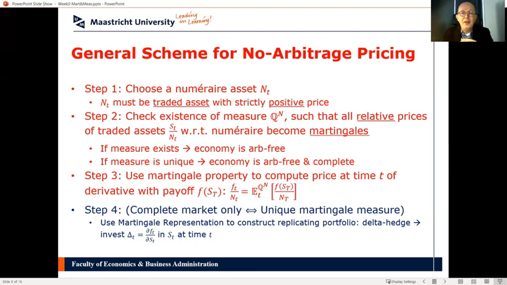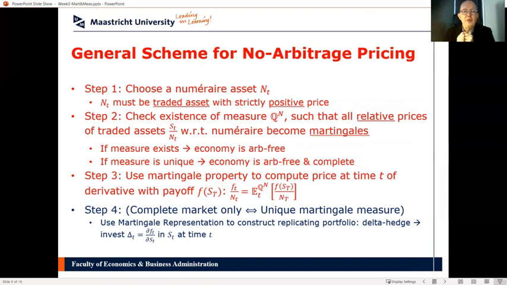Can I choose anything that I want? No. First of all, the numeraire asset must be a traded asset in the economy, and it must have a strictly positive price. The price cannot be equal to 0, because we're going to divide by the numeraire asset. Division by 0 doesn't work. So I can choose whatever numeraire asset that I want, but it must be a traded asset in the economy, and it must have a strictly positive price.